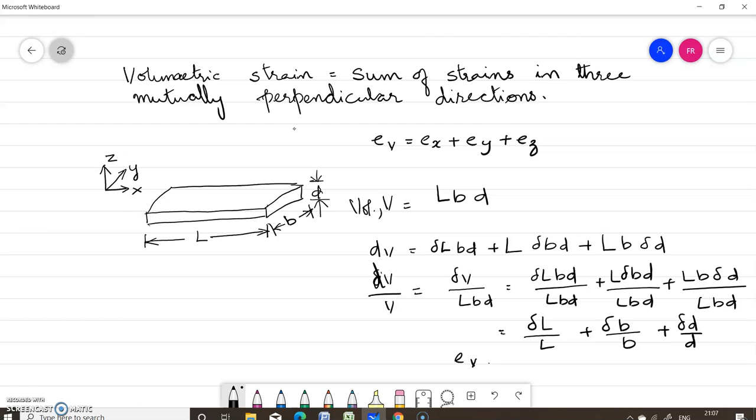So you'll get EV is equal to, this is actually volumetric strain. This is the change in length in linear direction by original length, that is linear strain. Change in length in the lateral direction, delta B by original length, that is change in the y direction, B is in the y direction, plus delta D, that is change in depth, that's in the z direction, divided by original depth, that is EZ.